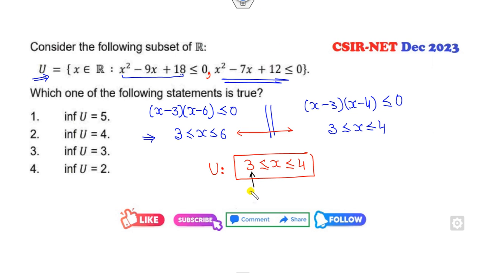Now this is my infimum value. This is my supremum value. Now they are talking about the infimum, so C is the right answer. If they were talking about the supremum, then you would find 4 is the correct answer.